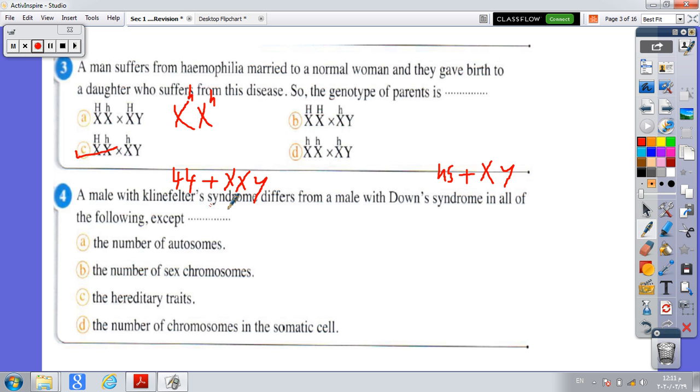So Klinefelter syndrome differs from male Down syndrome in all of those, except what they differ in? The number of chromosomes. Excellent. Because the number of autosomes differs: here 44, here 45. Number of sex chromosomes, 3 chromosomes here, 2 chromosomes here. Hereditary trait, the symptoms of Klinefelter differ from Down. While the number of chromosomes of the somatic cell, 44 plus XXY equals 47, yes, and 45 plus XY also equals 47. Excellent.